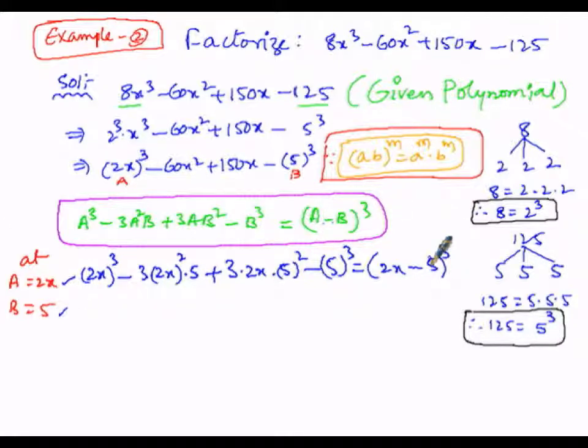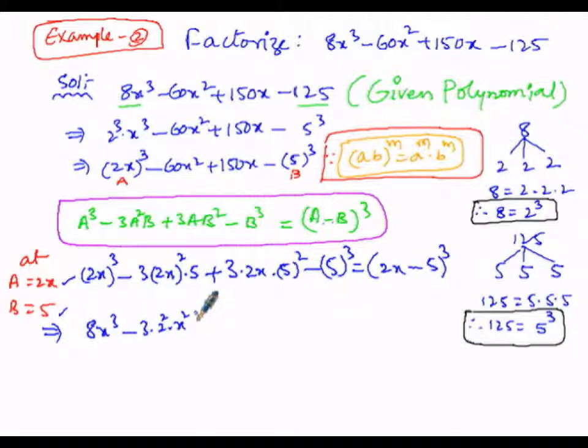Further simplification, we will be getting (2x) whole cube, which is nothing but 2 cube x cube, equals 8x cube. So here it can be written as 8x cube. Now minus 3 into square is applicable for both 2 and x, so we can write it as 2 square and x square.